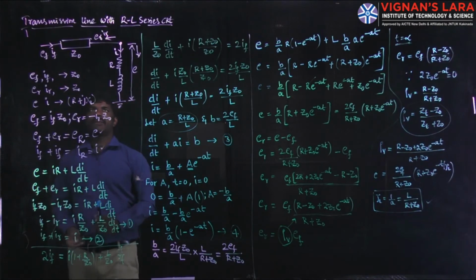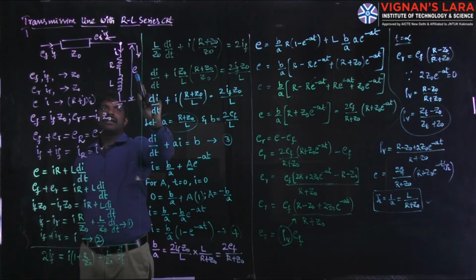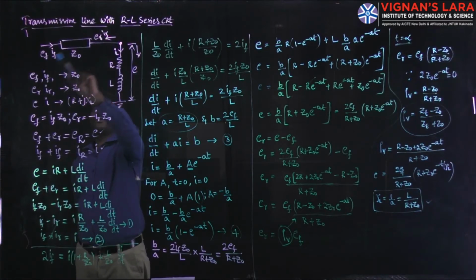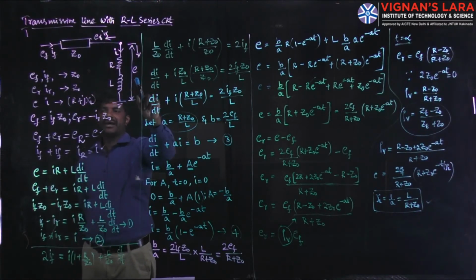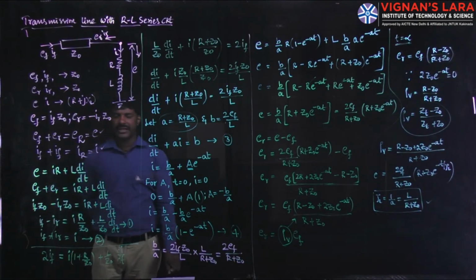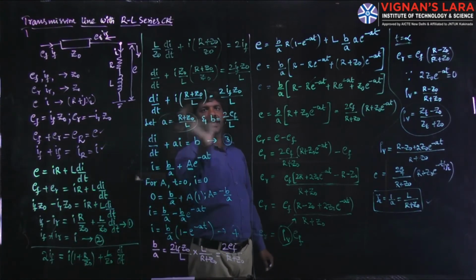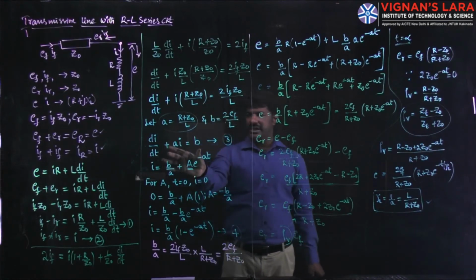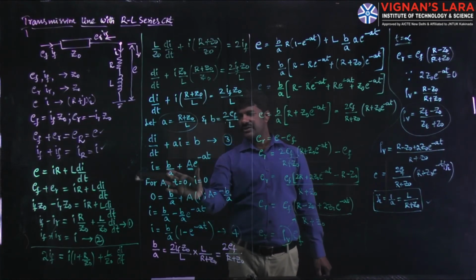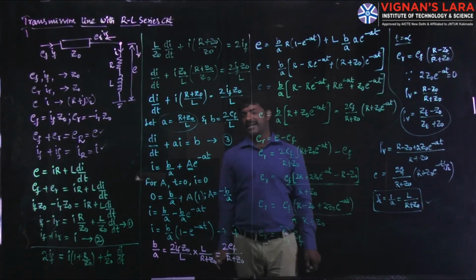Once again I repeat in brief. Total 6 quantities are there: EF, IF, ER, IR, and the refracted values. Incident values, reflected values, refracted values. As per the KVL, E should be equal to EF plus ER. Expanded in terms of impedances as IF Z naught minus IR Z naught is equal to IR plus L dI by dt. Simplifying and assuming constants A and B, I got a first order differential equation. Simplifying this first order differential equation, the solution is I equal to B by A plus A into e to the power minus at.